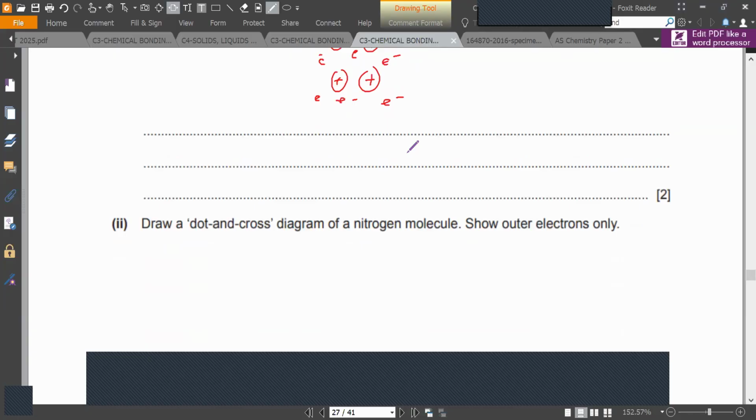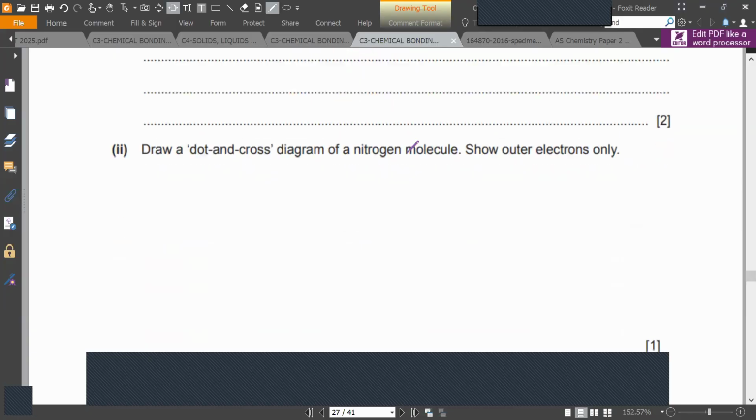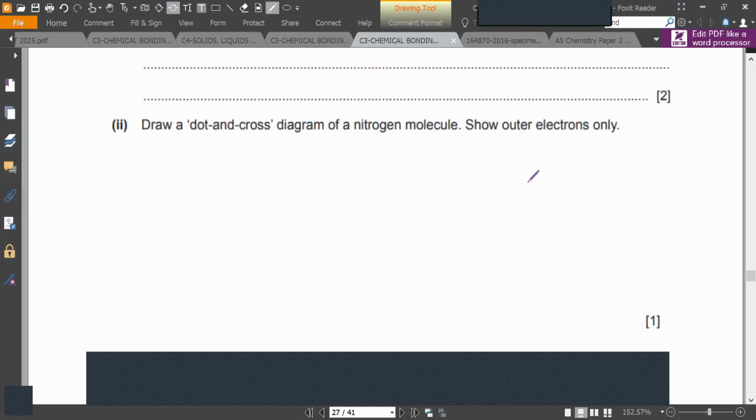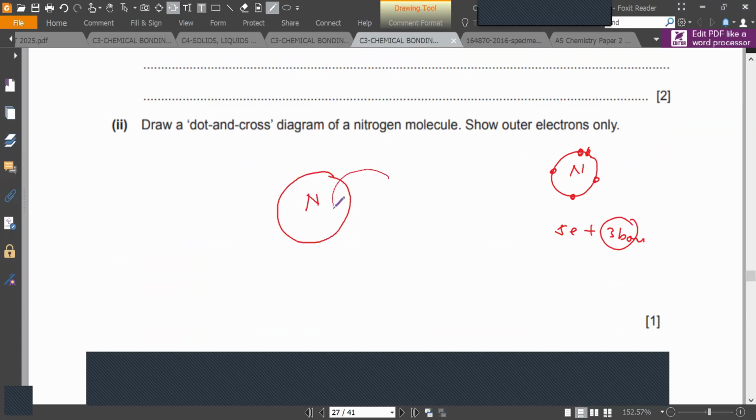Draw the dot and cross diagram of a nitrogen molecule. Show outer electrons only. We know how to do that. So nitrogen, we start with 5 outer electrons, so it needs to form 3 bonds to get the octet. So for nitrogen, we know how it works. It will form the triple bond, like this.